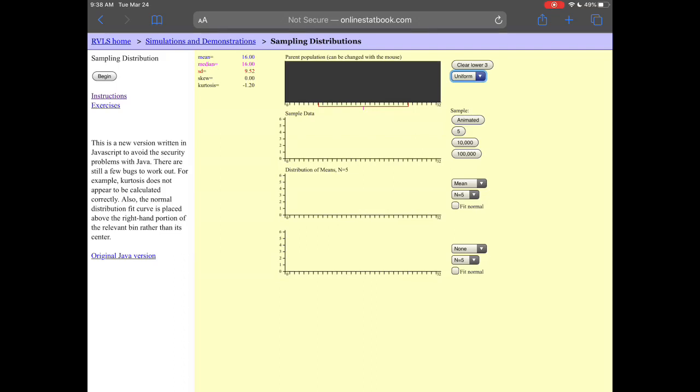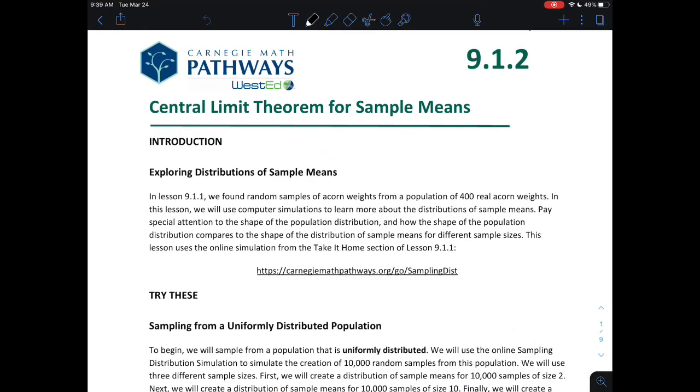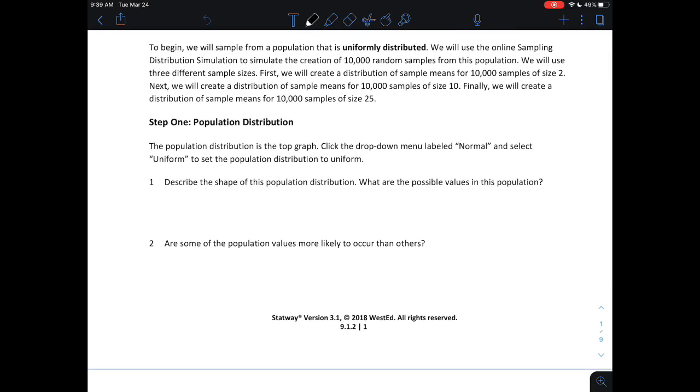And then what are the possible values in this population? We can notice that on the left of the horizontal axis, we have 0. And on the far right, we have 32. And we have this shaded area above all of those values between 0 and 32. So those are all of the possible values. So back on our worksheet, I would write for number 1, the shape is rectangular. And then the possible values are from 0 to 32.